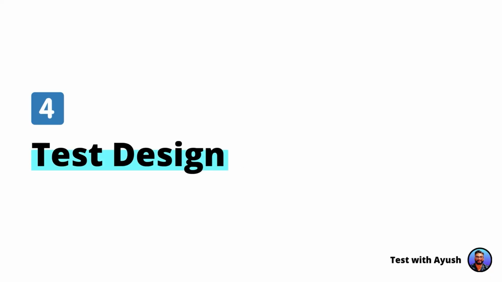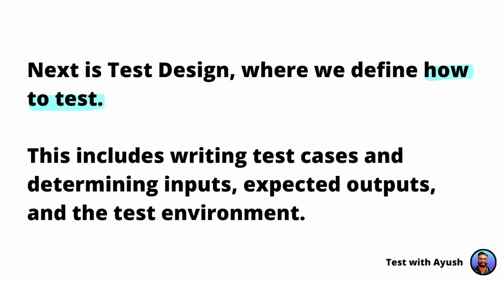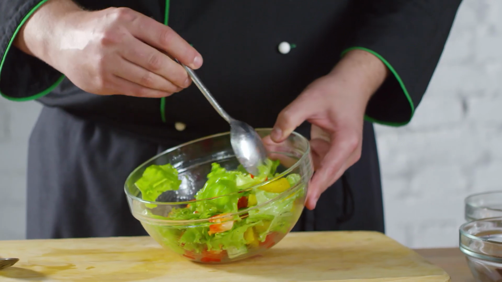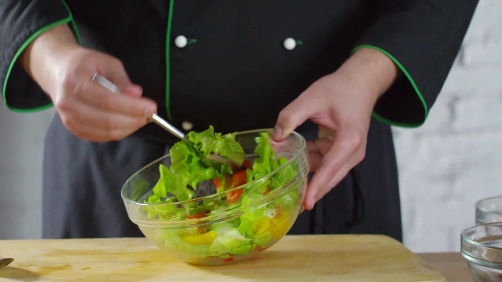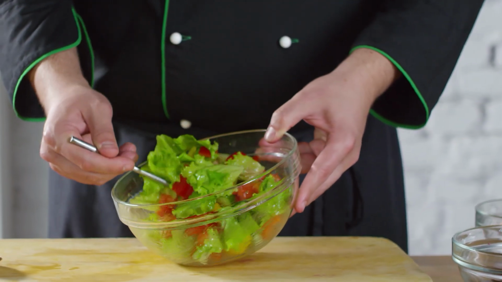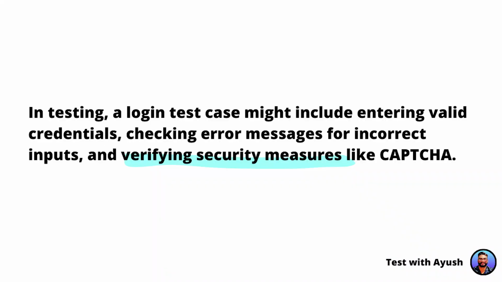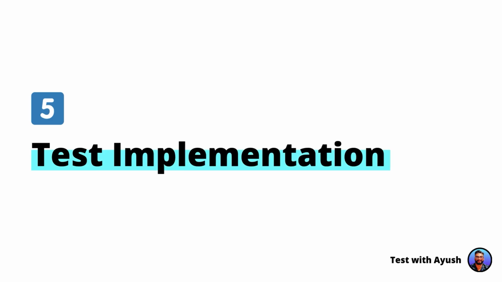Number 4, test design. Next is test design, where we define how to test. This includes writing test cases and determining inputs, expected outputs, and the test environment. Think of it like designing a recipe. You specify the ingredients, steps, and the expected taste. In testing, a login test case might include entering valid credentials, checking error messages for incorrect inputs, and verifying security measures like CAPTCHA.